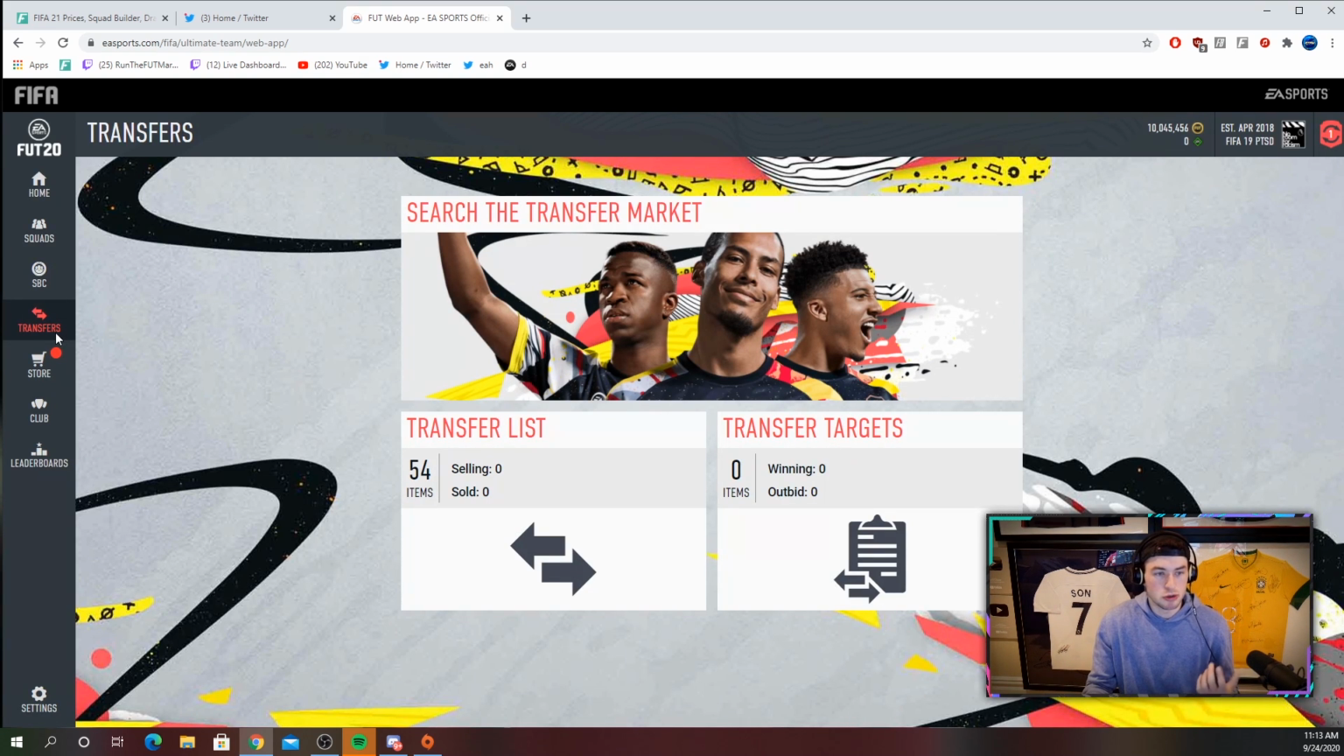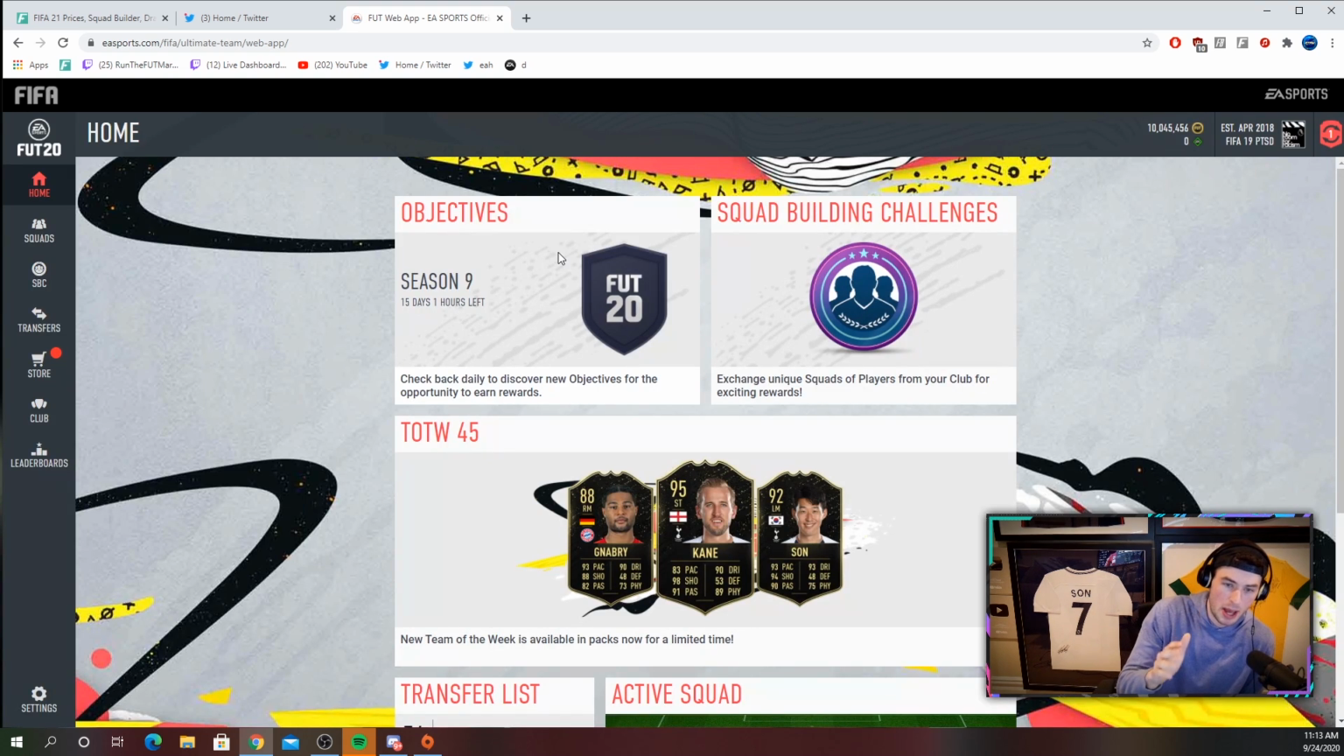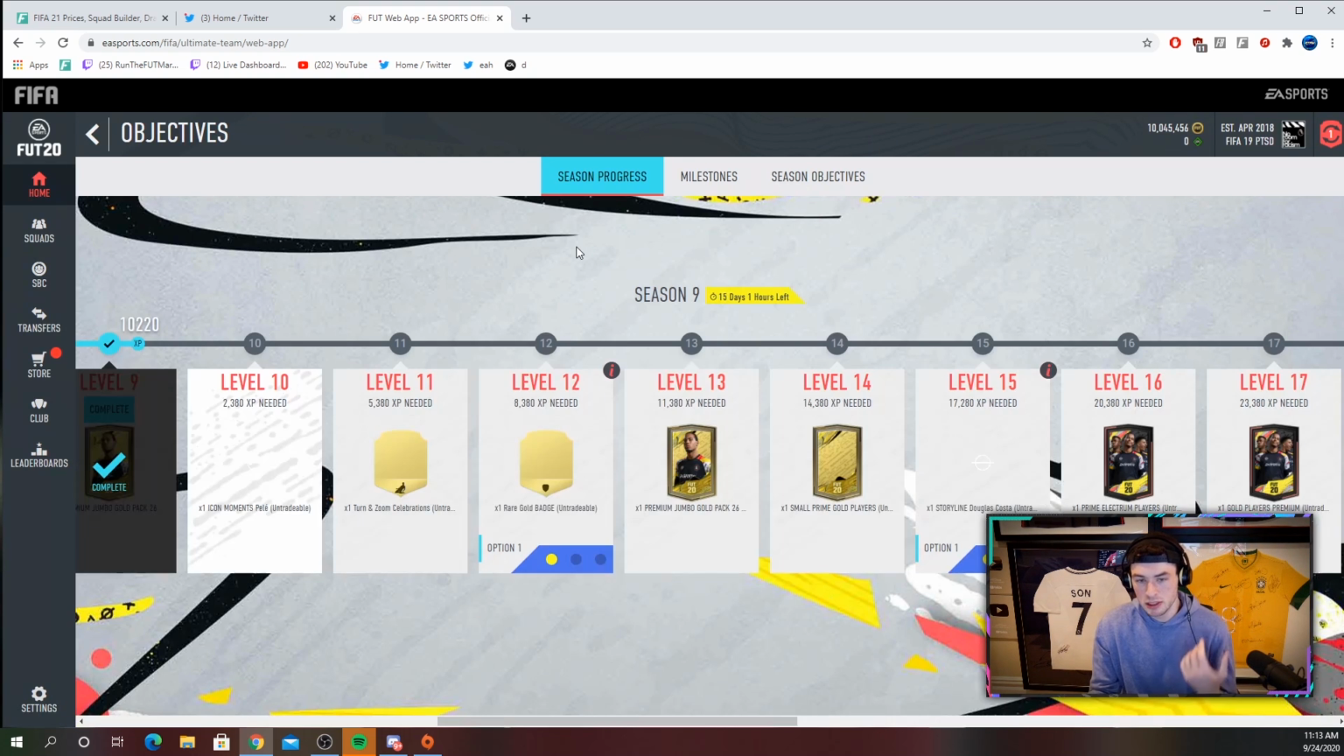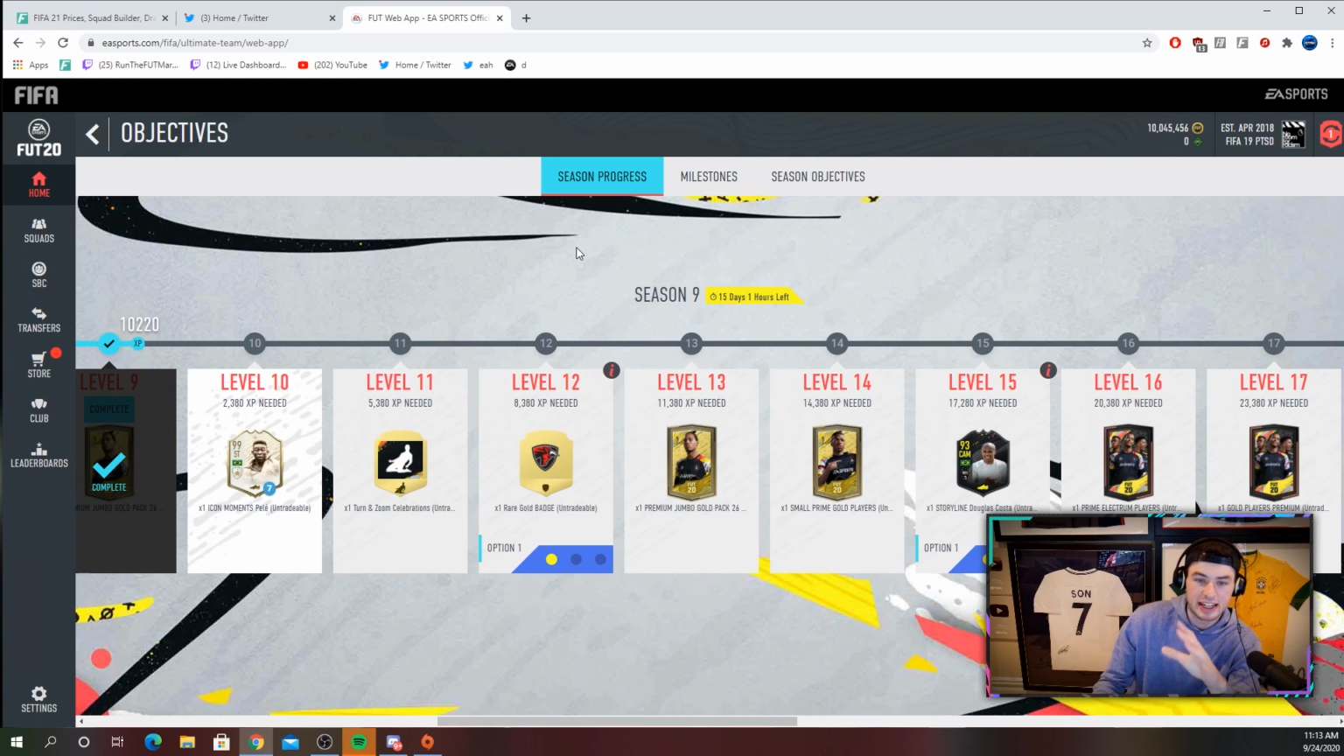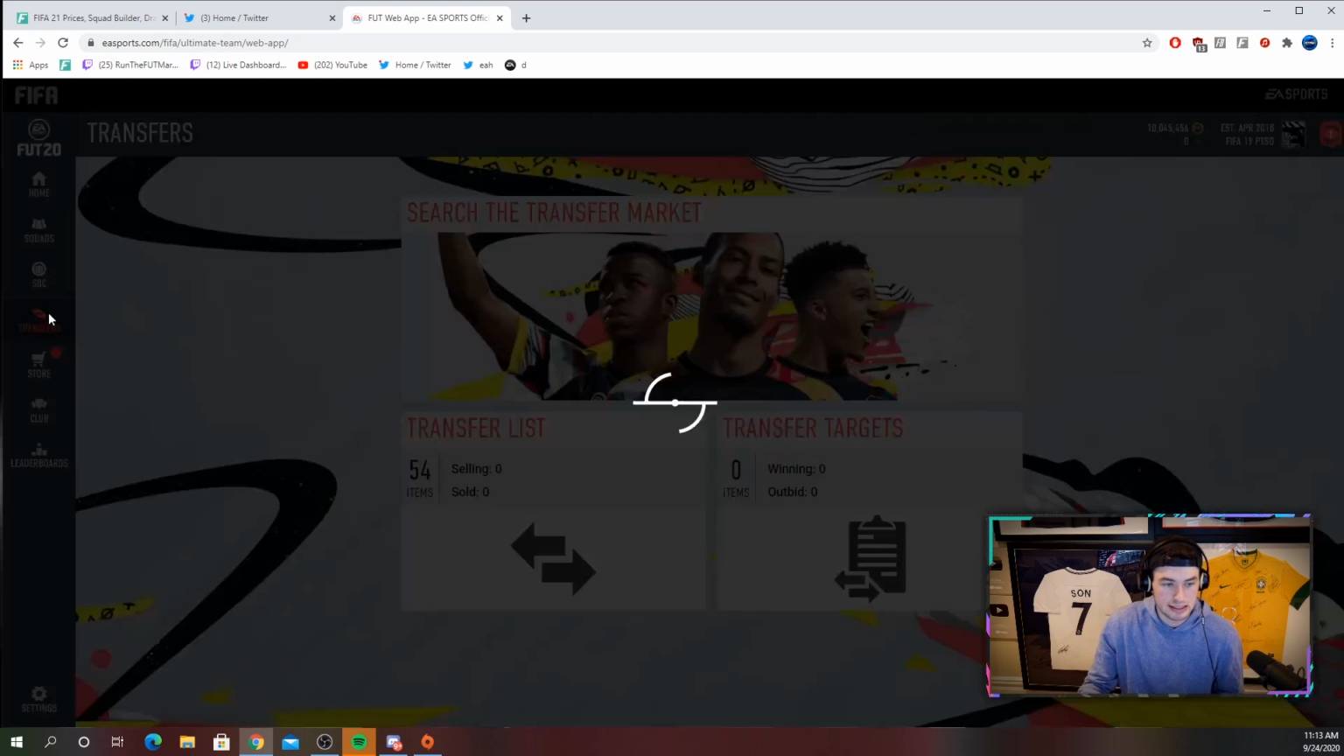So let's say you have 10,000 coins. You're going to want to go ahead and check objectives. They should be available from the start. Just go ahead and claim anything. You never know. Maybe a couple of things have a coin boost. Maybe a couple of things have some sort of unlockable. Just go ahead and claim anything that you guys can claim.